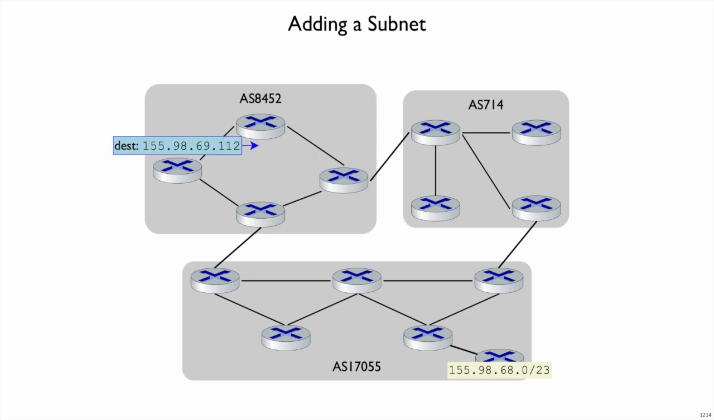Having acquired that information now, if a packet is being sent from this subnet up here to 155.98.69, it will know its route out, and the lower autonomous system will know its routes internally, and the packet will get to where it's going.